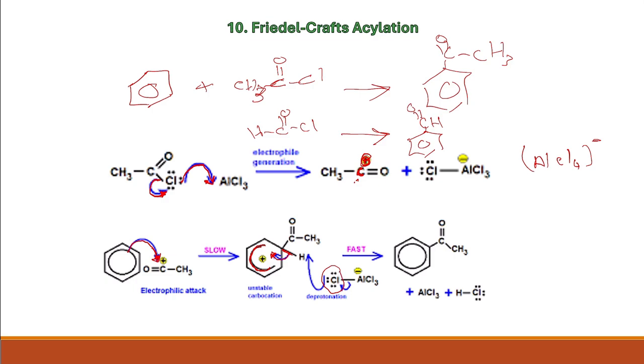So in this intermediate, the chloride is going to attack the hydrogen, while the bond between the aluminum and the chloride will then break. We will regenerate aluminum chloride, which is just a catalyst in this reaction. We're going to have hydrogen chloride from this chloride with the hydrogen, and then we're going to have our product, which is this aromatic ketone compound.